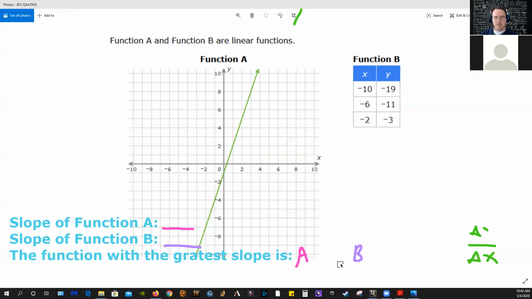Okay, let me get some text on screen, make sure everyone understands what's going on. So this is officially assignment 9, question 2. This time function A is a graph, and function B is a table.